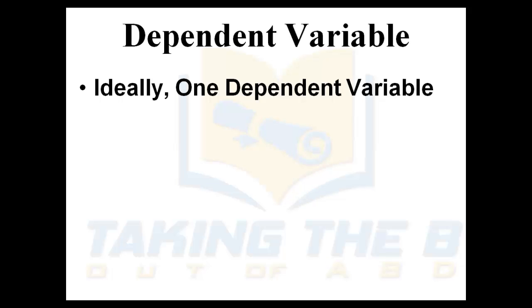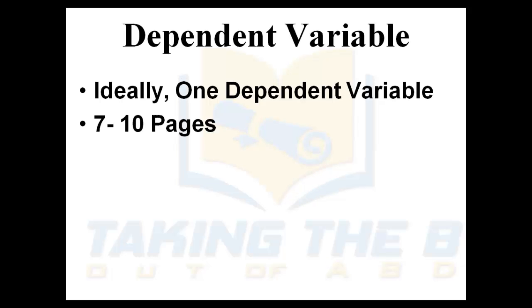I only allow my mentees to have one dependent variable. If you're going to do something that's more complex, that's certainly fine, but for the nature of what I do and what I'm going to describe here, there'll be one dependent variable in your study. And what I tell my mentees is to write 7 to 10 pages of information purely on the dependent variable.